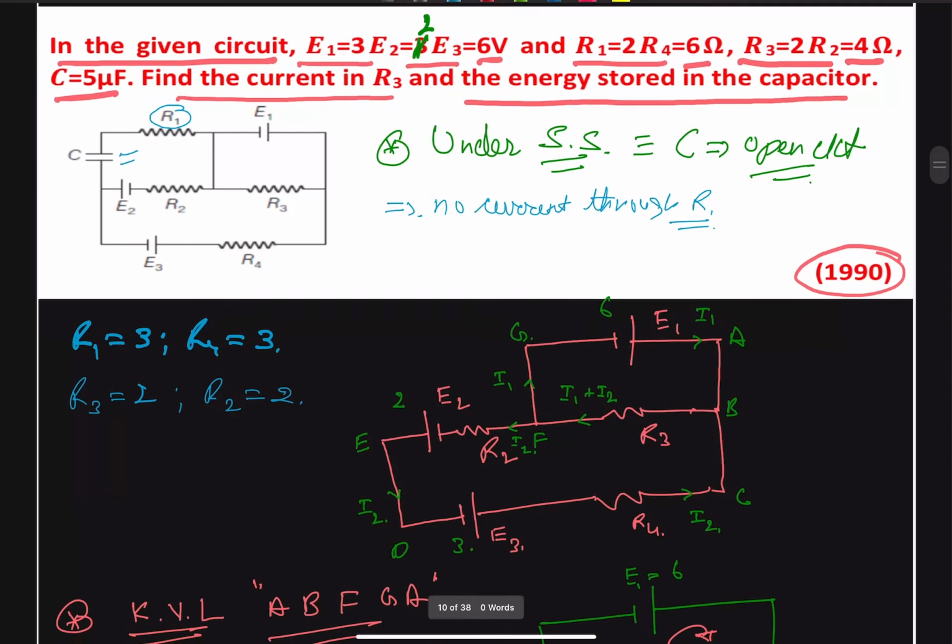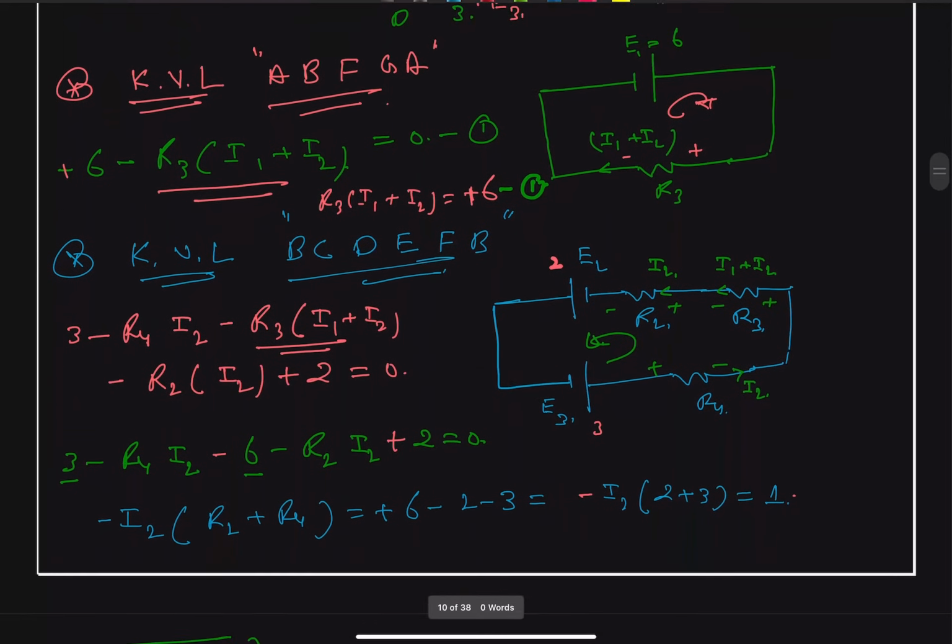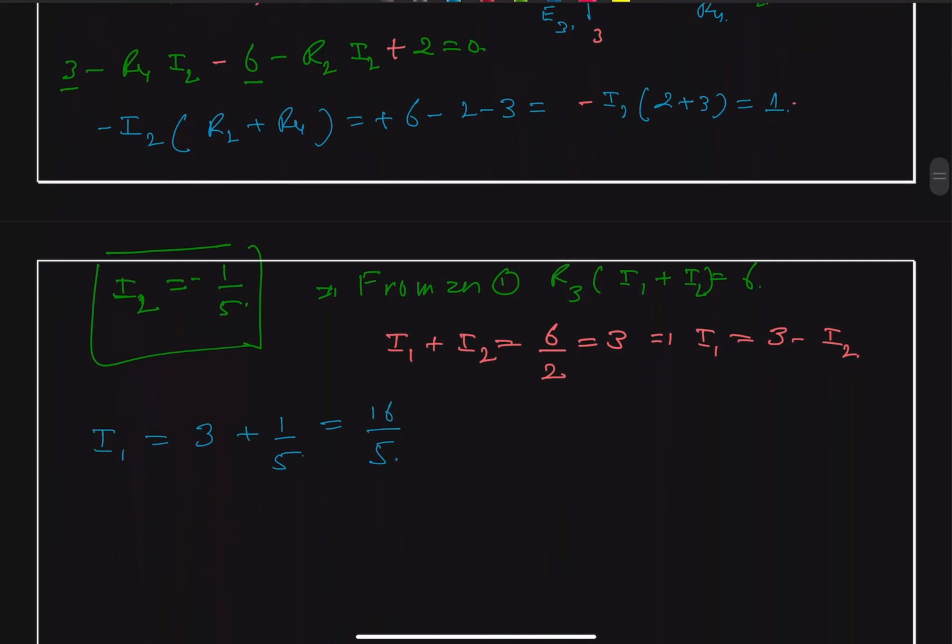R3 is 4 ohm. Okay, R3 is 4 ohm. Here goes 4 ohm. And this comes as 6 by 4. This also comes as 6 by 4.